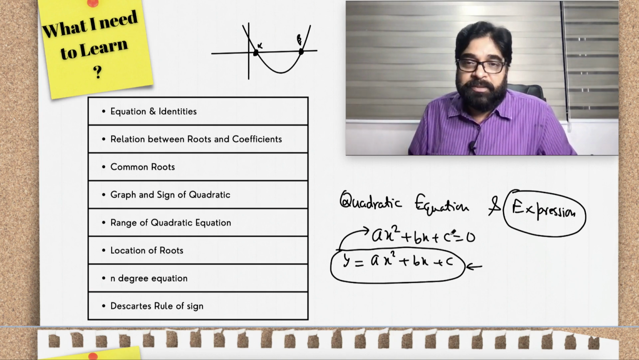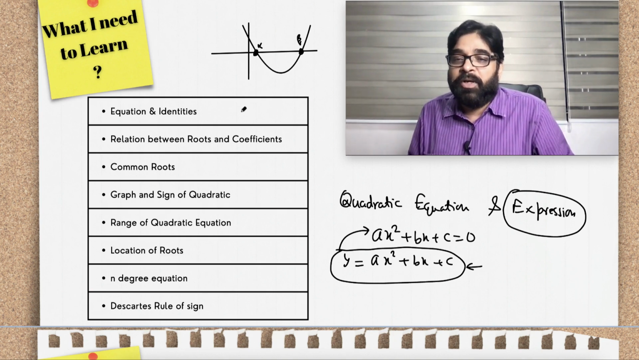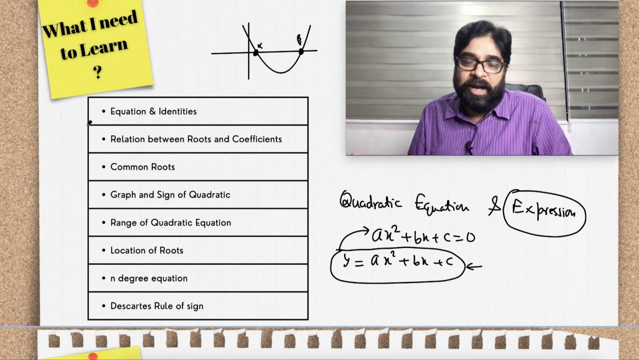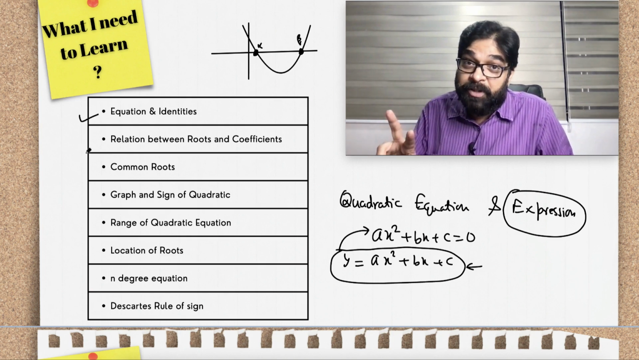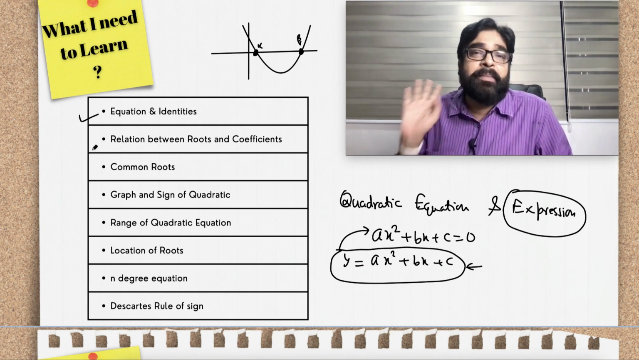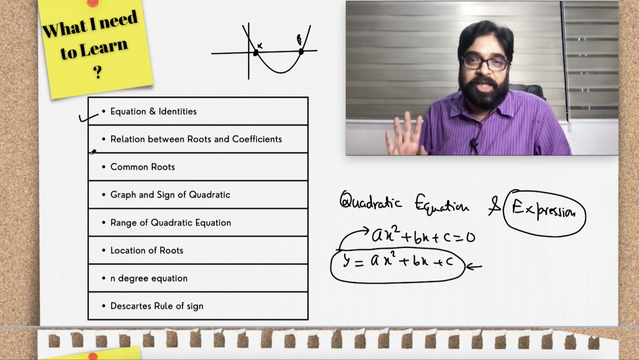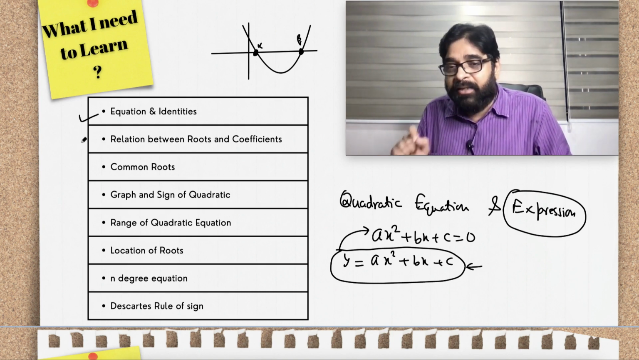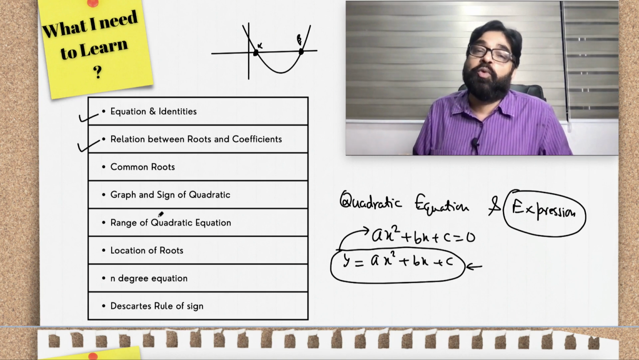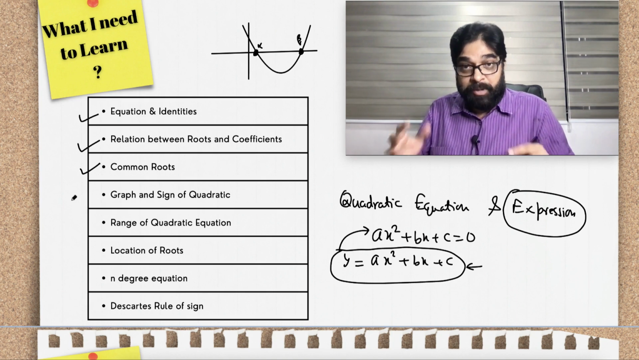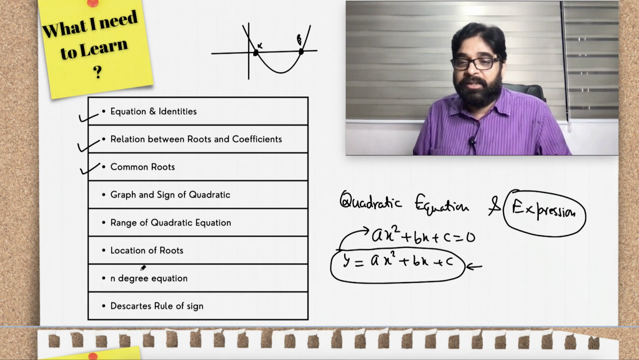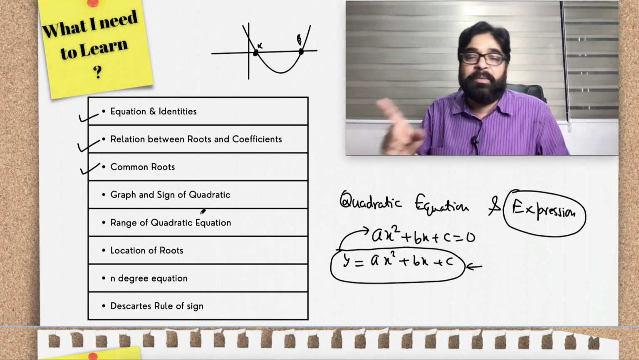Apart from this, the first things you have to do, these are the concepts you should know. No need of writing anything, the PDF will be available. Equation and identities, meaning the difference between the equation and identity. So many times I have seen that question asked in JEE. Second, relation between the roots and coefficient. Third, common roots. We'll discuss one by one what that is.